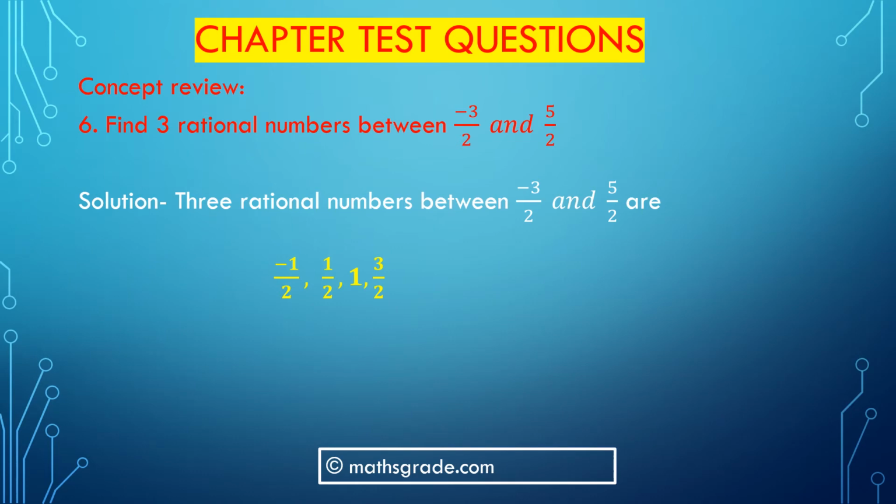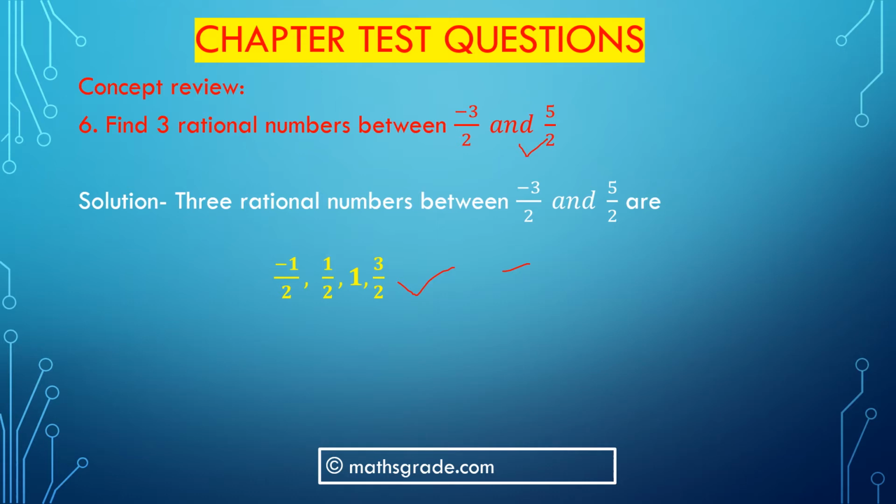Now we solve question number 6. Find 3 rational numbers between minus 3 divided by 2 and 5 divided by 2. The rational numbers between minus 3 divided by 2 and 5 divided by 2 are minus 1 divided by 2, minus 1, 1 divided by 2, 0, 1 and 3 divided by 2. These are the rational numbers between minus 3 divided by 2 and 5 divided by 2.